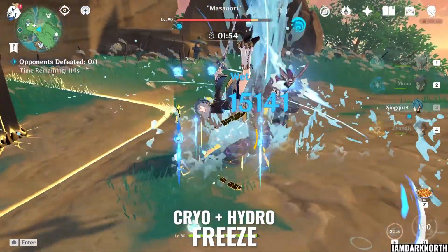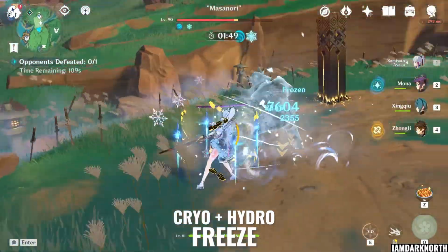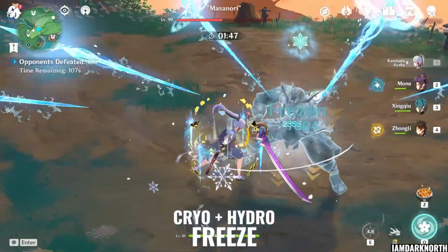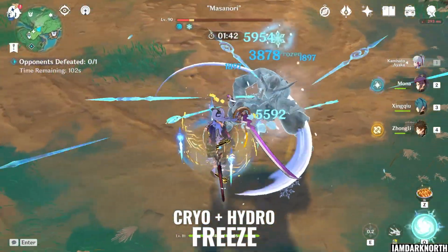Freeze. It is caused when Hydro and Cryo react and deals no damage but freezes the enemy and completely immobilizes them for a period of time, leaving Cryo on the enemy, though there are some bosses that cannot be frozen.